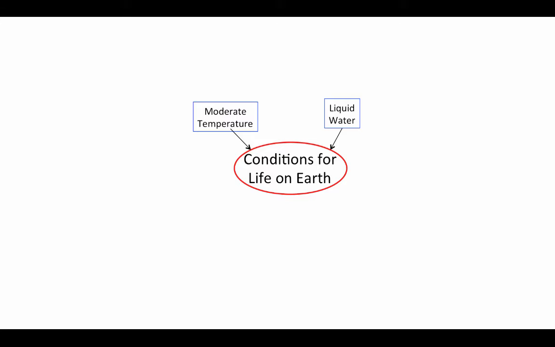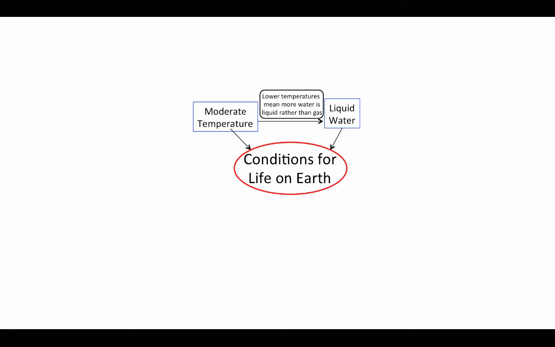So one thing that we know that we need for life on Earth is moderate temperature. We know that biochemical reactions occur within a narrow range of temperature, and so we need to be in that temperature range for life to have emerged. We also know that liquid water is very important. Biochemical reactions occur in aqueous solutions, and so liquid water is necessary for those reactions to happen. And these two are, of course, related to each other because at lower temperatures, more of the water on Earth is in the liquid phase rather than the gaseous phase.